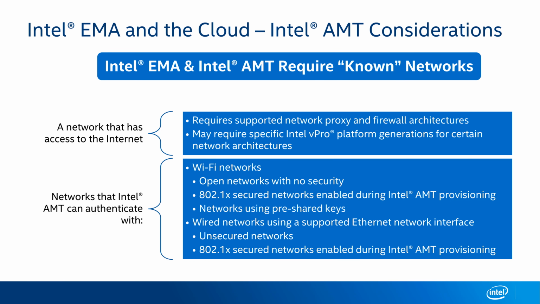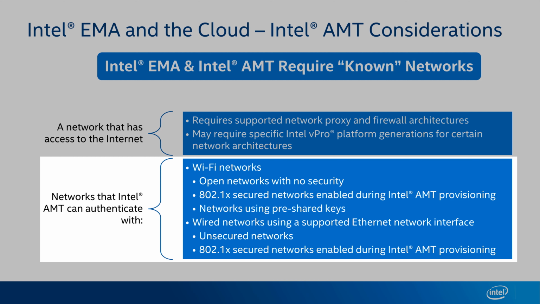We also have considerations around authentication. So we need to have networks that Intel AMT can authenticate with. In the case of Wi-Fi networks, this would be open networks with no security, 802.1x networks if you're using enterprise-grade security, or networks that use pre-shared keys. And with wired networks, it's a very similar type of thing. We support traditional unsecured networks where you just plug your Ethernet cable in and everything works, or 802.1x secured wired environments as well.